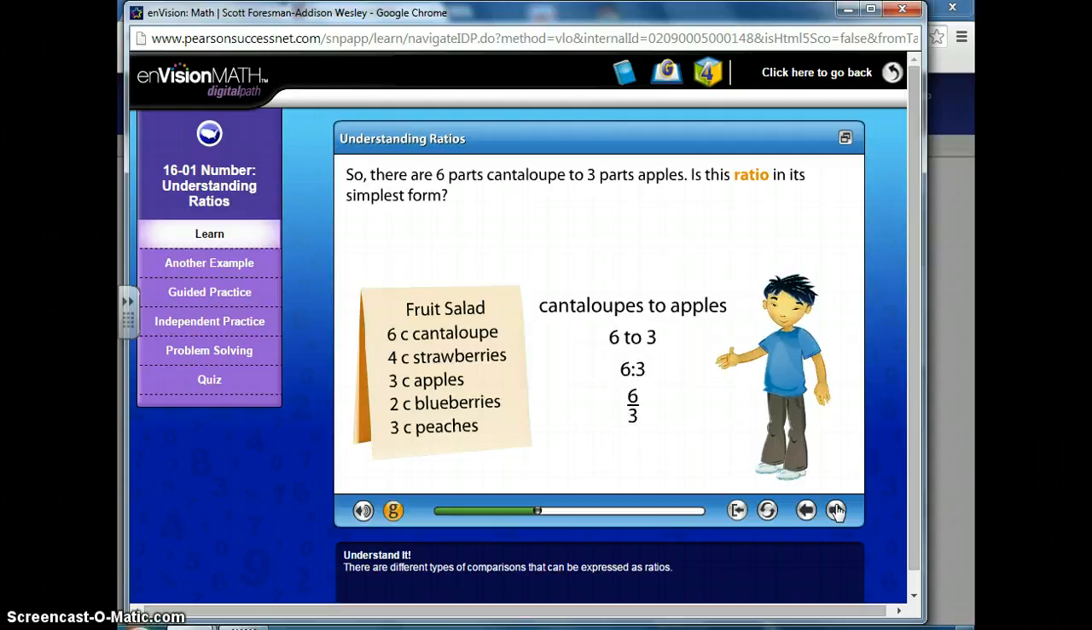Is this ratio in its simplest form? Yes or no? No. What would this ratio be in its simplest form? Kirsten?